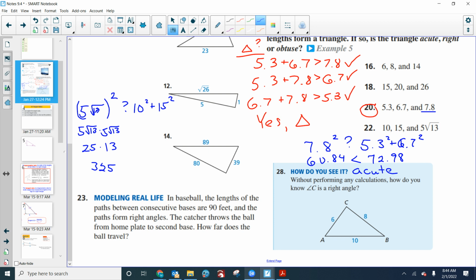If you need the training wheels, do you agree that's radical 4? Well, what's radical 4? 2, right? We don't really need this step. What's radical 3 times radical 3? 3. What's radical 4 times radical 4? 4. What's radical x times radical x? X.